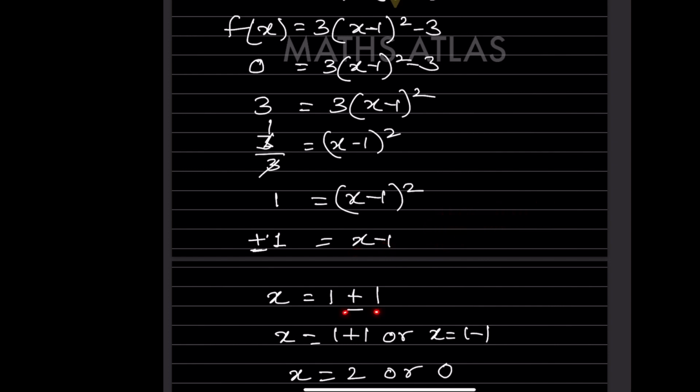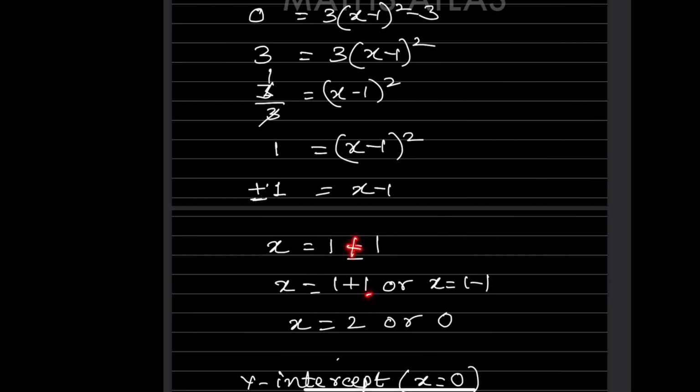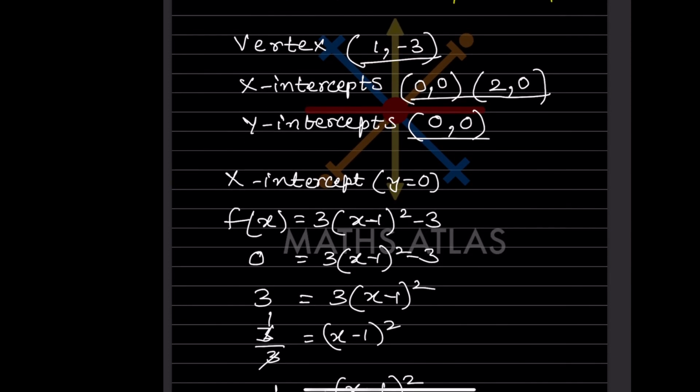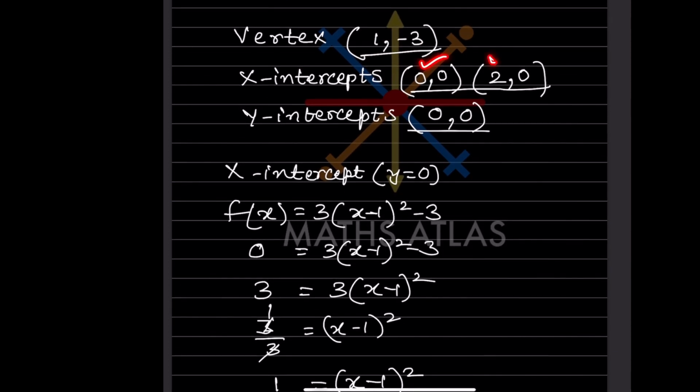So both are the same. So x is 1 plus or minus 1. So once you take plus 1, or you take 1 minus 1, that is going to be 2 or 0. So that is what is written here: 0 and 2. So the y-coordinate is what? 0. So for both of them it will be 0.